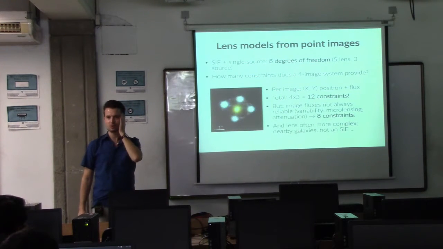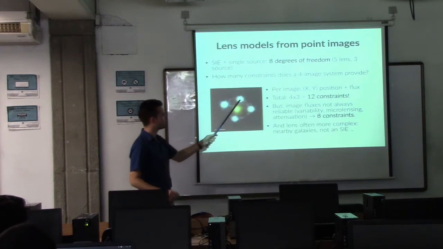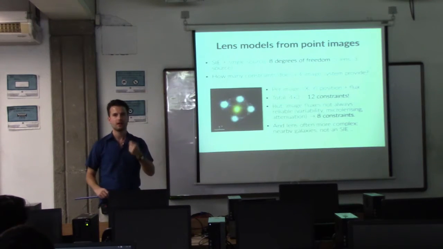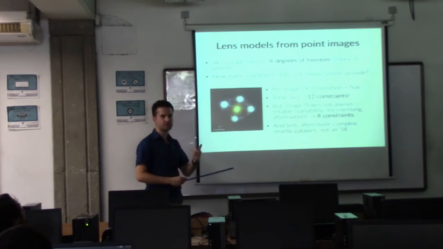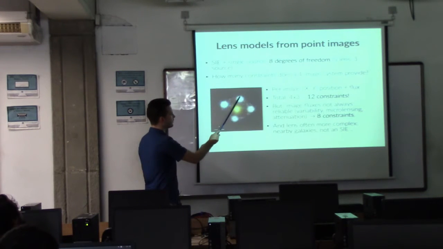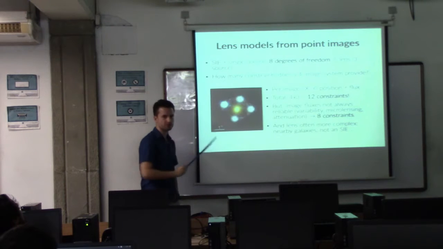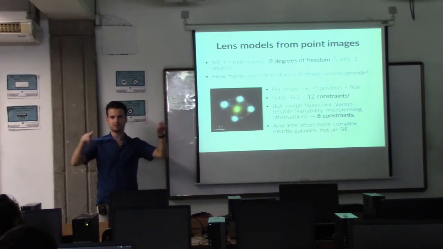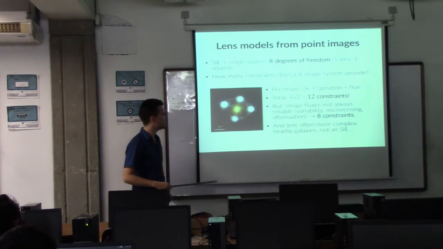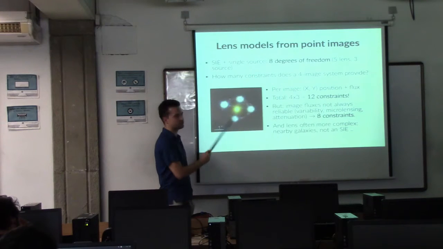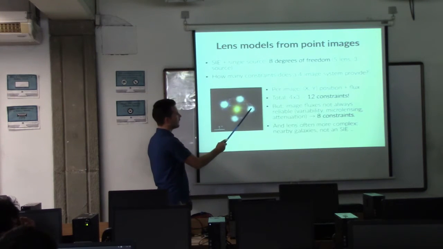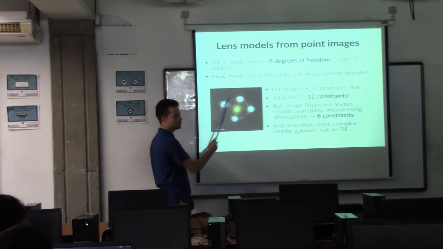image fluxes are not always reliable for point-like sources. And why? As we saw yesterday, the time it takes the light to reach each of these 4 points from the source can be different. It's the time delay surface we were talking about yesterday. So if your background source is variable, you see it at different points in time, and the fluxes will not match.